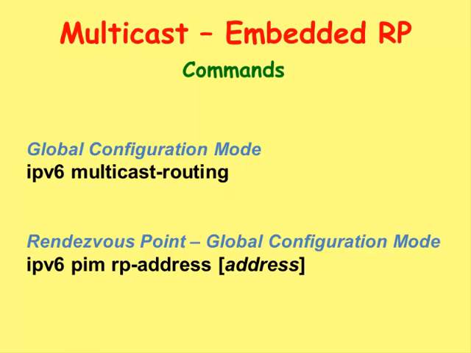Let's look at the commands needed to pass multicast traffic through the routers using the embedded rendezvous point configuration. In the global configuration mode, you will need to type the IP multicast routing command that will enable multicast traffic to be forwarded on this router. You also need to have the rendezvous point know that it is the rendezvous point by statically configuring the router using the IPv6 PIM RP address command.